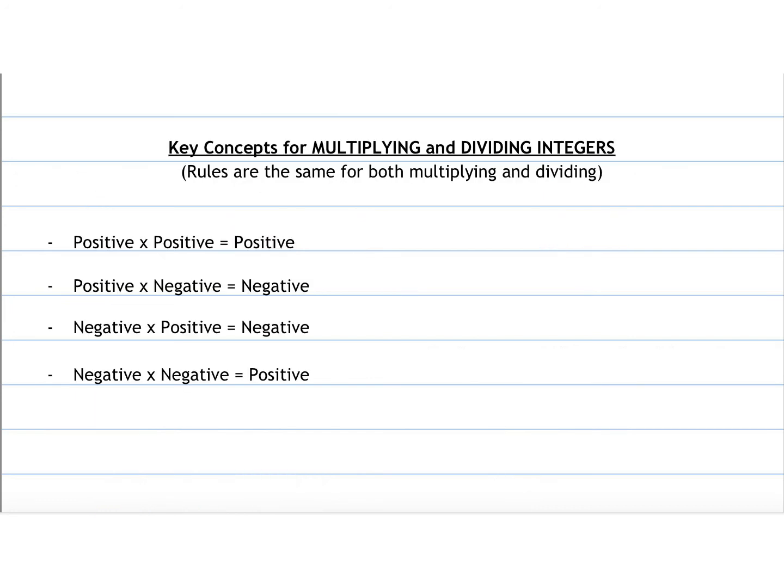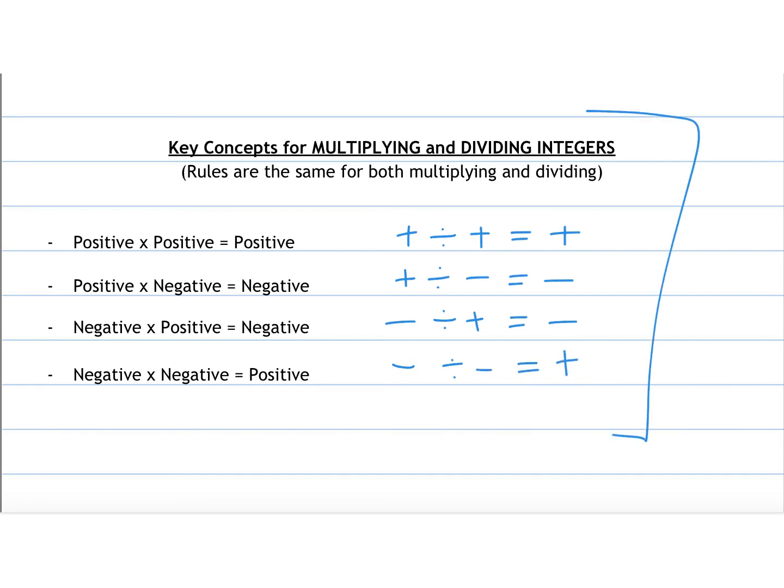All right, just like we've had for our other ones, these are the key concepts for multiplying and dividing integers. The rules are the same for both multiplying and dividing, so you could just take these and substitute it for positive divided by positive equals positive. We have positive times negative is a negative, so that's the same as positive divided by negative equals a negative. Negative times positive equals negative, so same thing, division. Negative divided by positive equals negative. And a negative times a negative is a positive, so a negative divided by a negative equals a positive. So make sure you have this written down in your notebook.